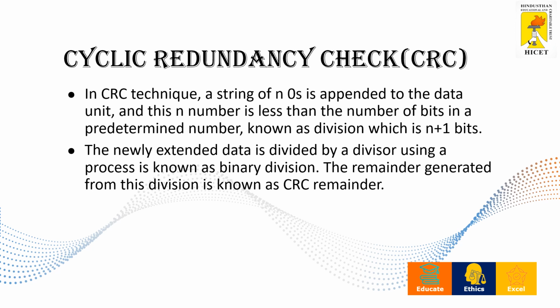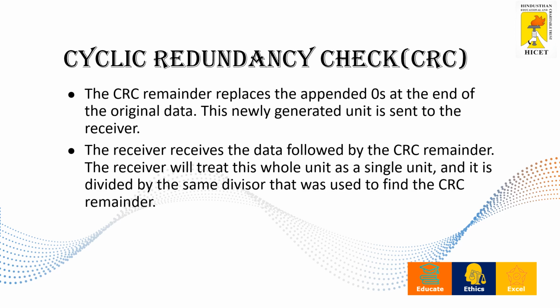Secondly, the newly extended data is divided by the divisor using a process known as binary division. The remainder generated from this division is known as the CRC remainder. Thirdly, the CRC remainder replaces the appended zeros at the end of the original data. This newly generated unit is known as the codeword. Now, it is sent to the receiver.